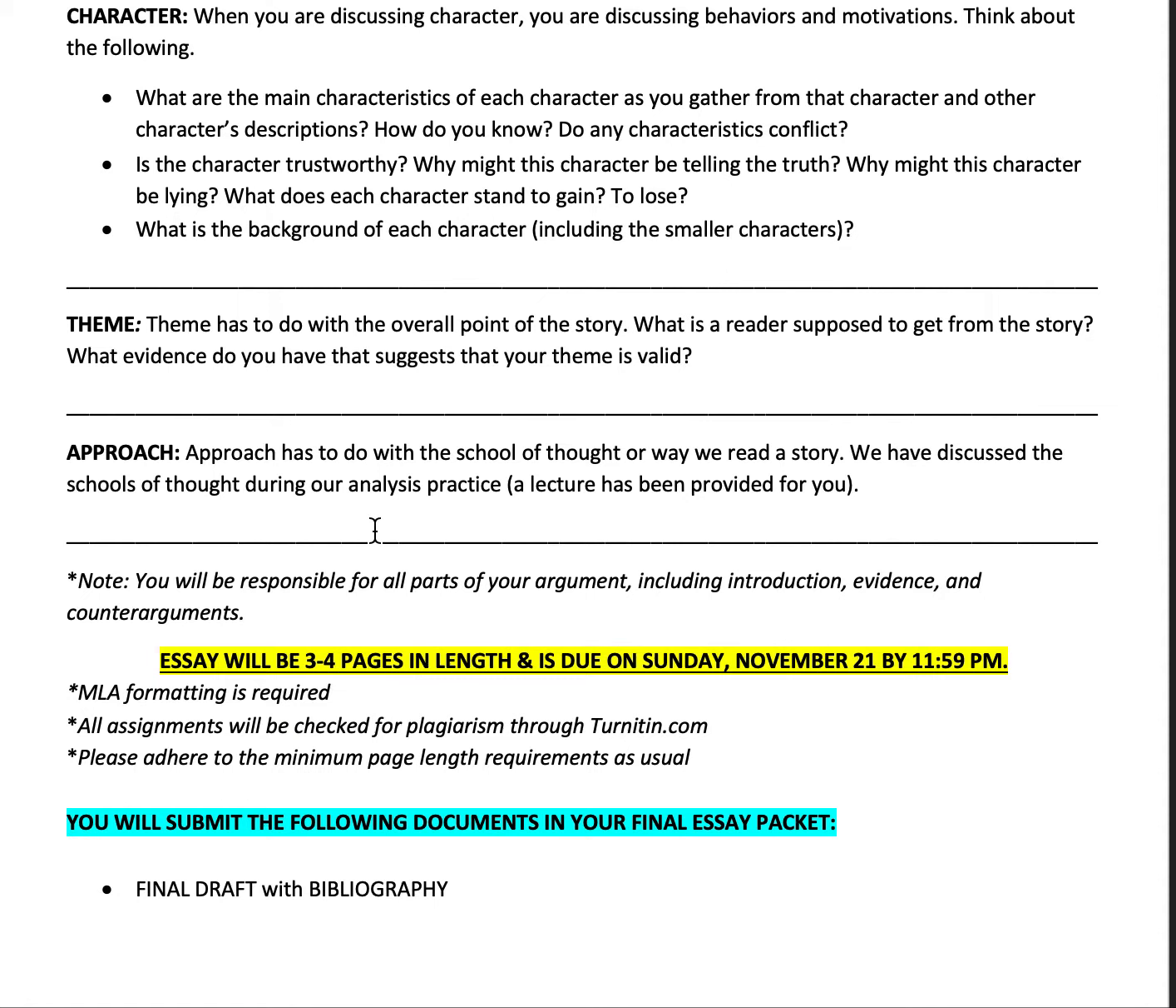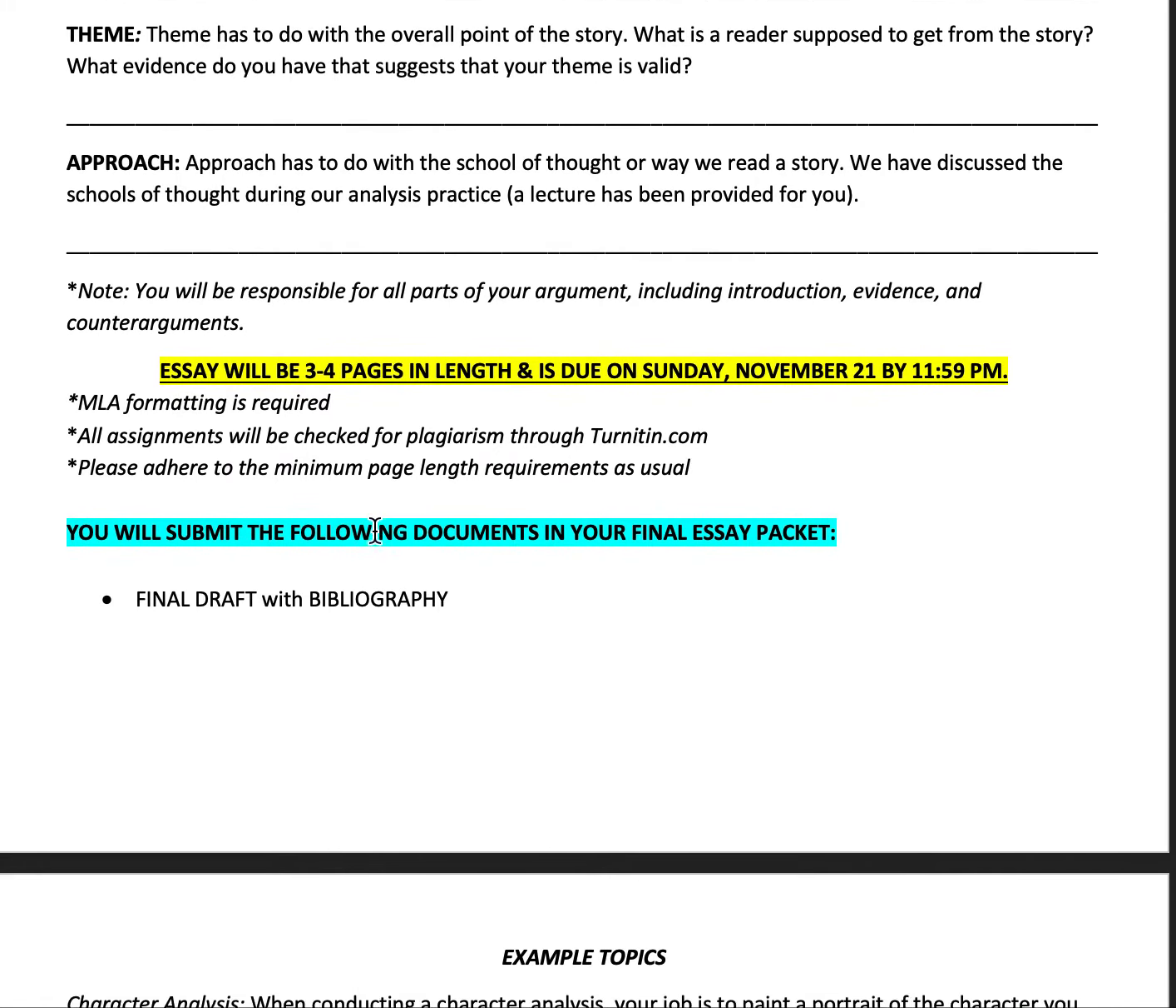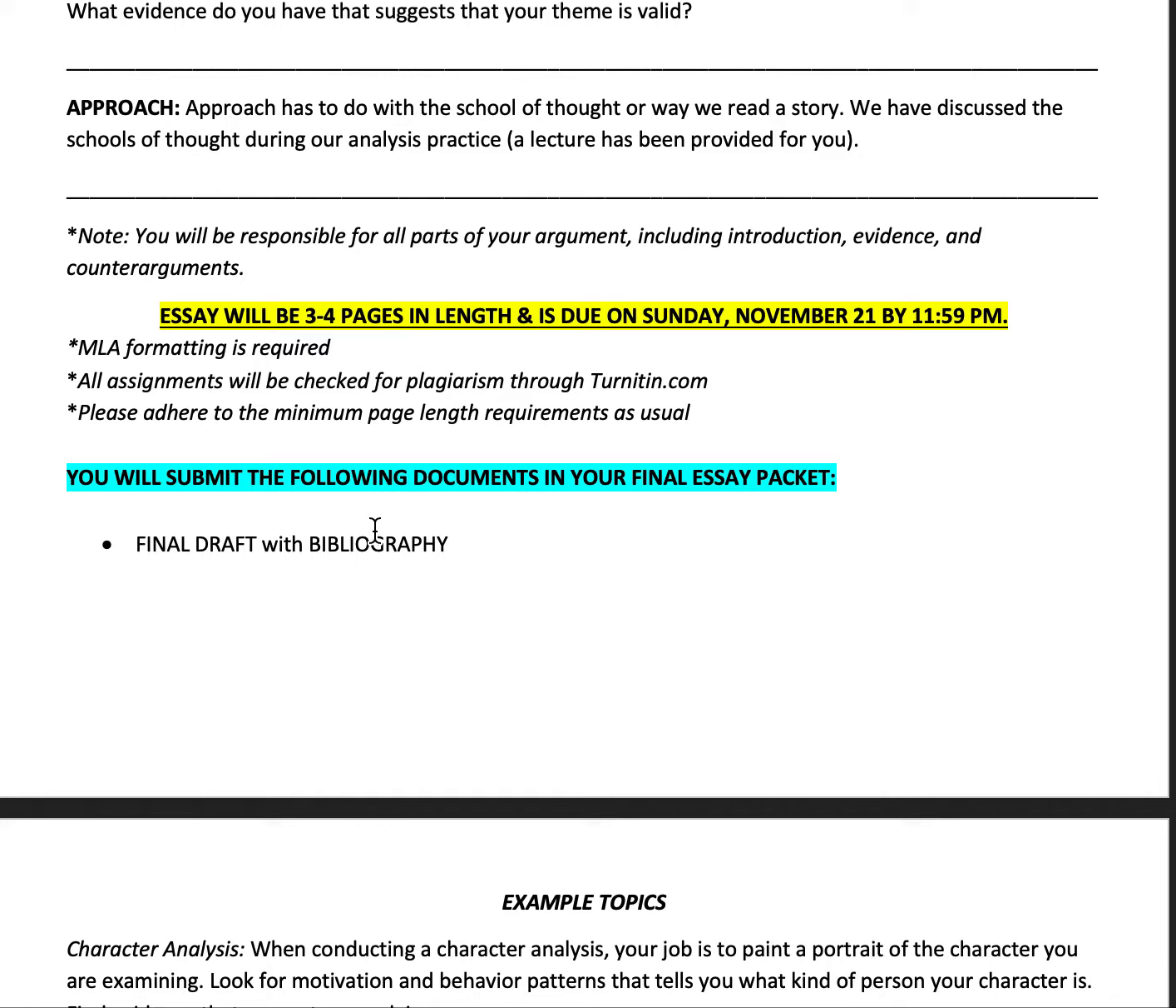If you do a theme, that's really the overall point of the story. What is the reader supposed to get from the story, and what evidence do you have that suggests that is a valid theme? For example, if you're reading Harry Potter, there are many, many themes, but some of them can be things like the value of friendship, or the importance of being clever or witty, or outthinking an opponent. What tells you that that's a valid theme in the story? And what details help contribute to that theme? Because a writer is never just going to come out and tell you, the theme of my story is X. You figure that out by reading the story, and there are details that tell you what that is.